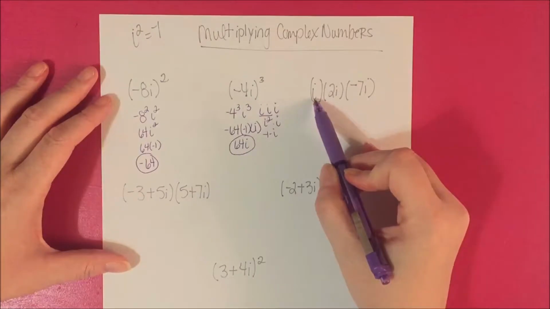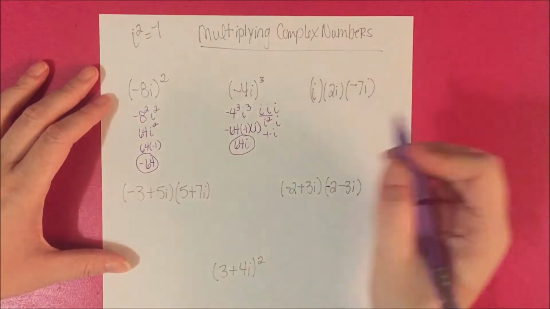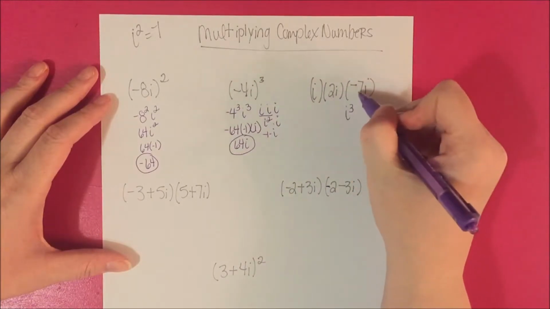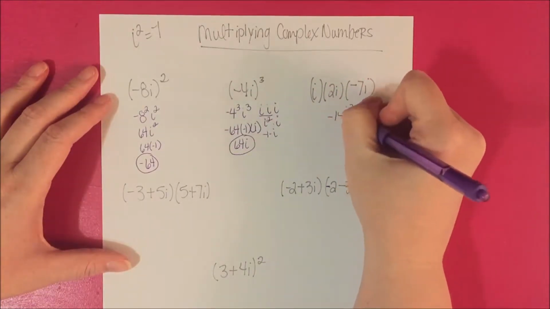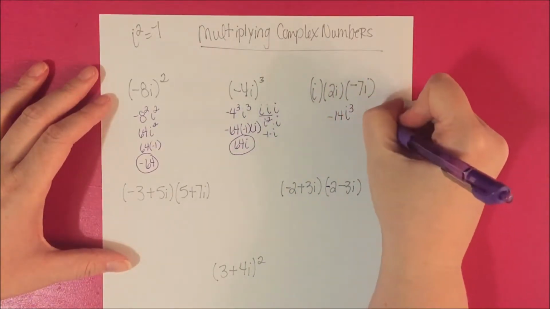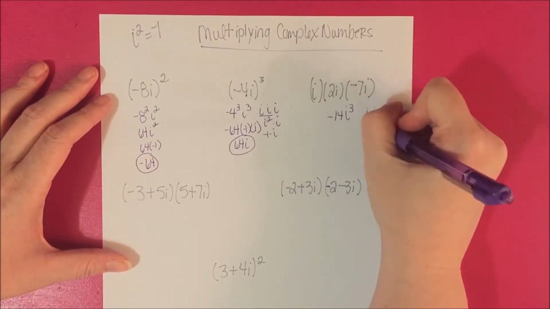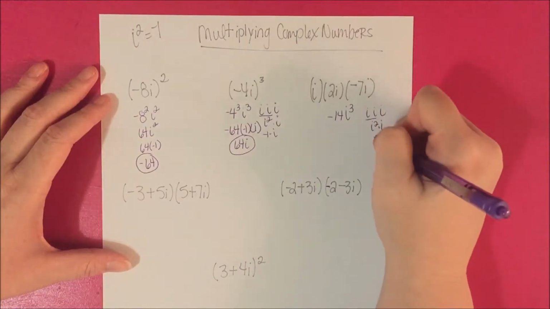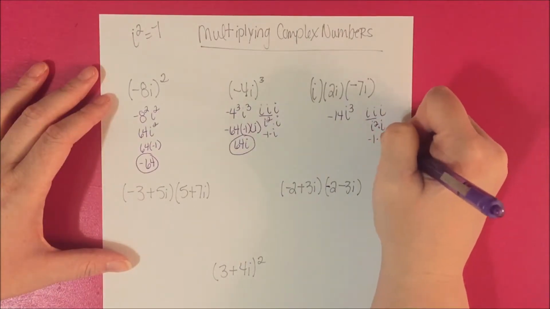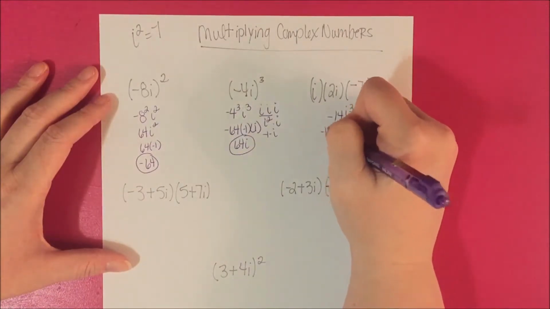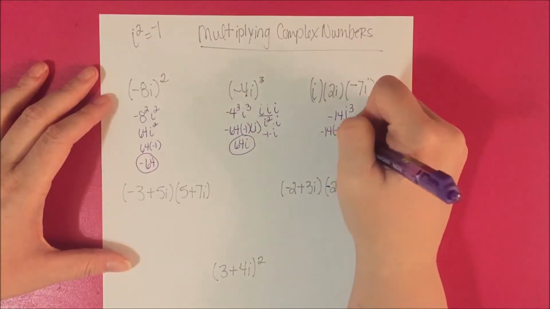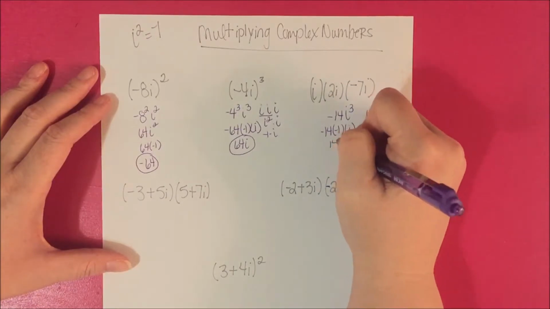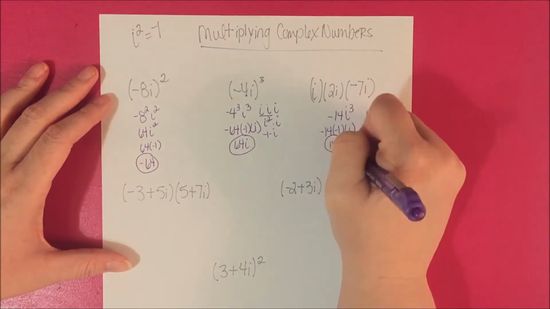Now for this one, I'm going to have 1, 2, 3 i's. So it's going to be i to the third power. And then 2 times -7 is going to get me -14. It's the same thing again here. So this gets me i squared times i. And this is going to get me -1 times i. So this is going to become -14 times -1 times i. This is going to get me 14i as my answer.